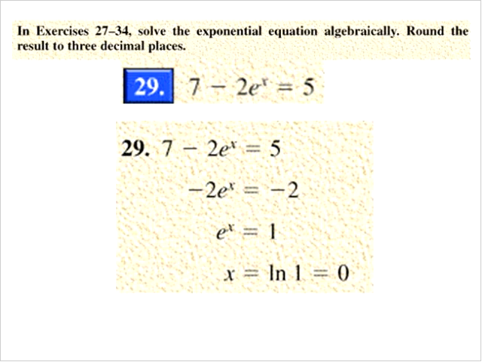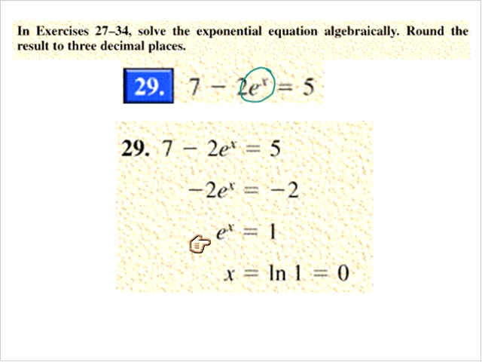For the next one, I want to try and isolate the e to the x power. So I'm going to start by subtracting 7 from both sides. When I subtract 7 from both sides, I get negative 2 times e to the x power equals negative 2. Let's divide both sides by negative 2 to get e to the x equals 1.